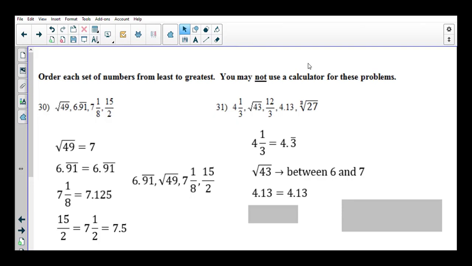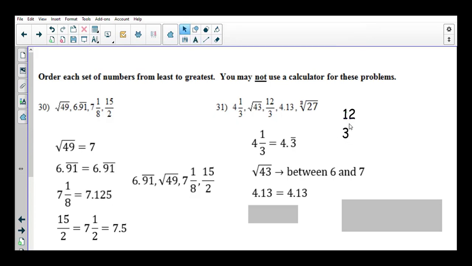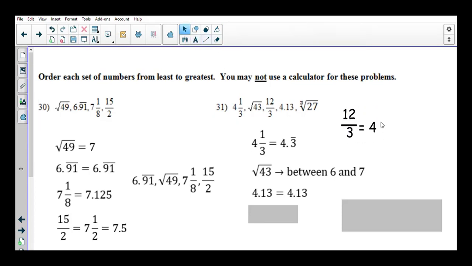Up next, we have 4.13. Somehow I skipped 12 over 3, I think. So I'm going to have to add that in. My apologies. Sometimes I make some mistakes, and I just recognize that here. But I'm missing 12 over 3. Let me add this in, so bear with me. Silly mistakes. So we've got 12 over 3, which we know equals 4. I do not think I typed it in as part of that. But 12/3 is equal to 4 exactly. And then the cube root of 27, that's 3, since 3 to the third power is 27.